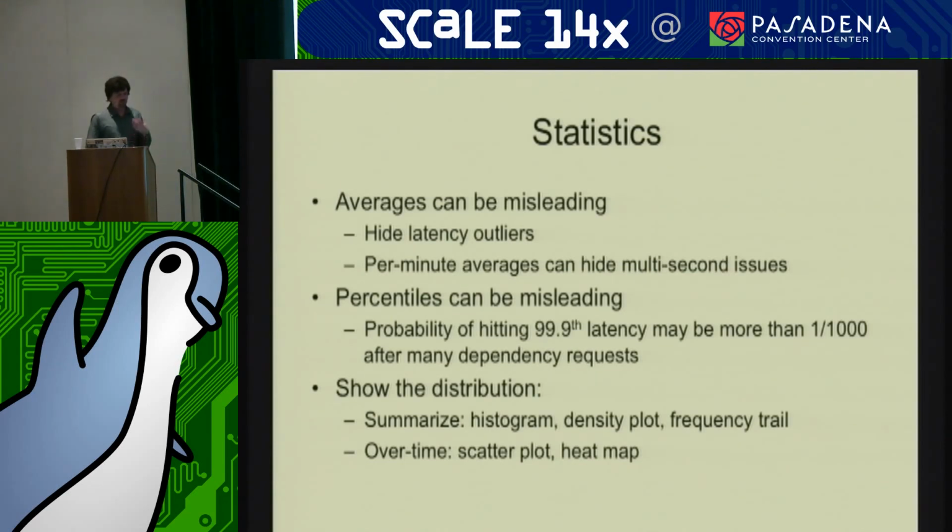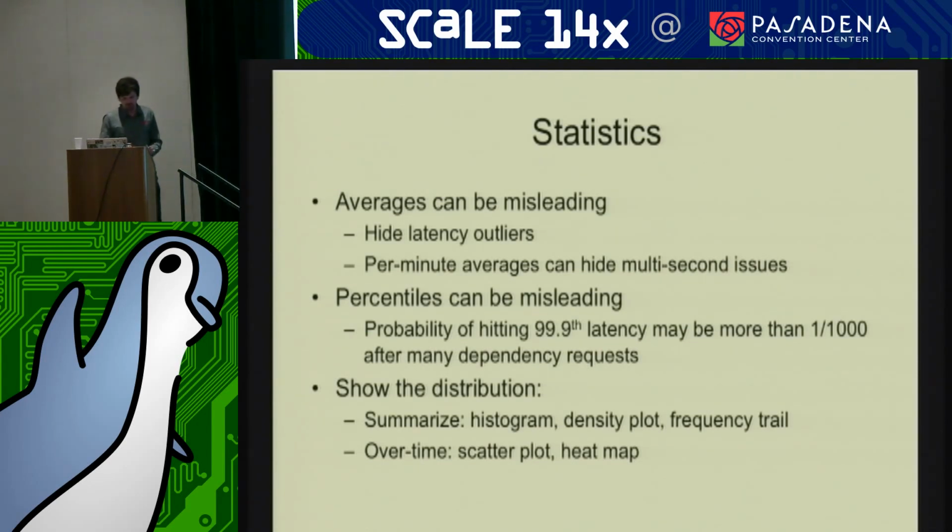Percentages can be misleading as well. So if I hit my 99.9th latency, intuitively that sounds pretty rare. But if I'm processing millions of events a second like we are at Netflix, that happens all the time. And so we need to look more closely at those.